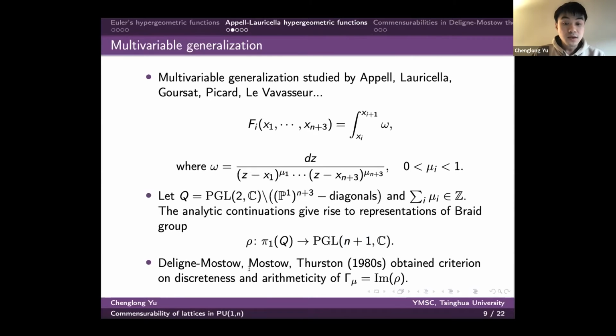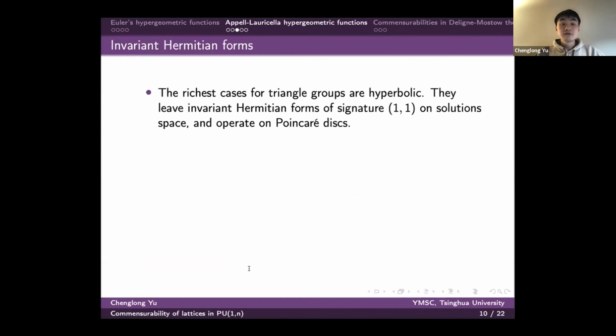And in the 1980s, Deligne-Mostow and Thurston obtained a criterion on discreteness and arithmeticity of those groups. So the most important thing about this representation is that in many cases it is actually hyperbolic. It's called complex hyperbolic. So the richest case for triangle groups are hyperbolic ones. You can prove that for spherical triangle or Euclidean triangle groups, in order to have discrete triangle groups, you will have some finite cases or one or two infinite series cases.